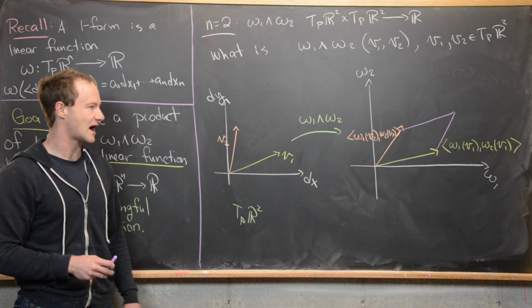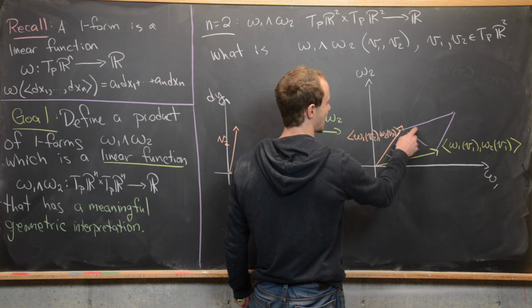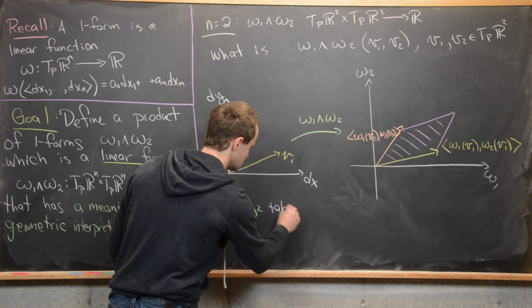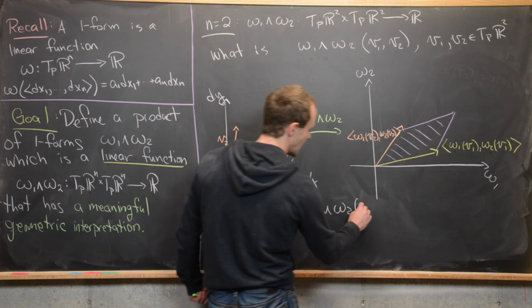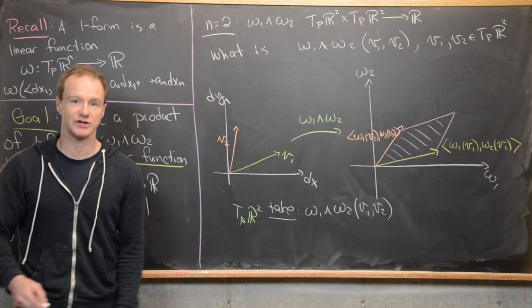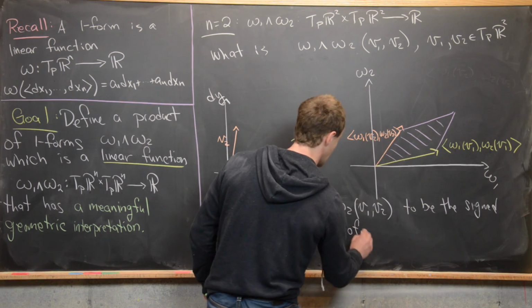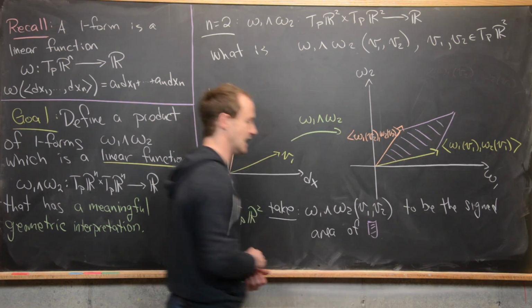And I don't mean the area, I mean the signed area. So that's exactly what we'll take. So we will take omega 1 wedge omega 2 acting on this ordered pair of vectors, v1, v2, to be the signed area of this parallelogram, which I have made shaded in purple.